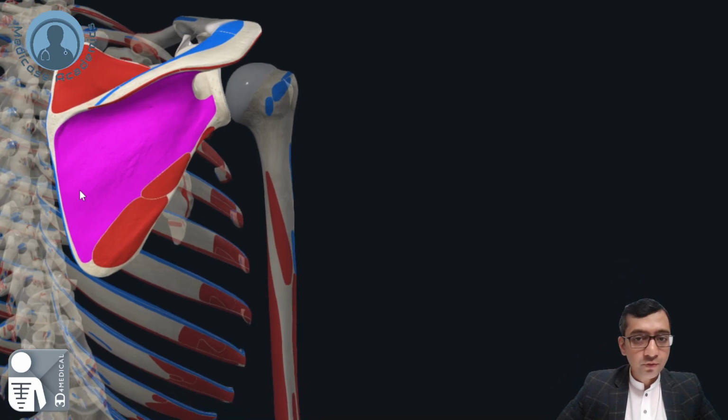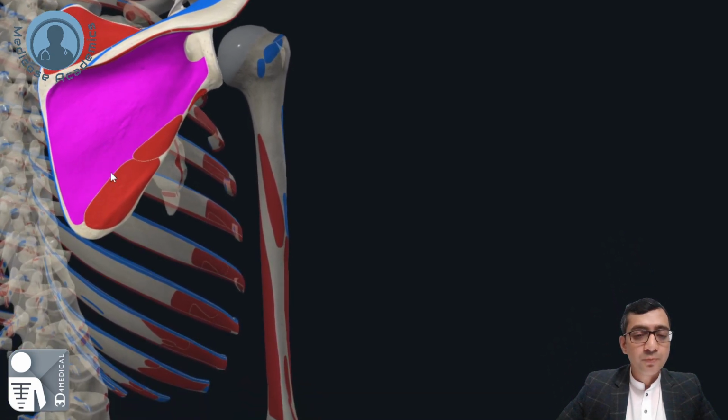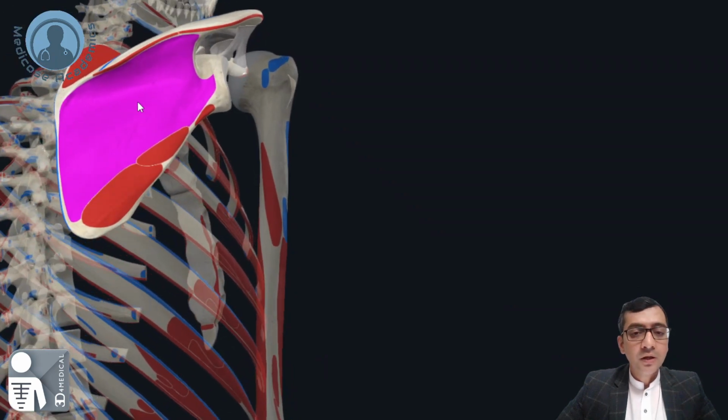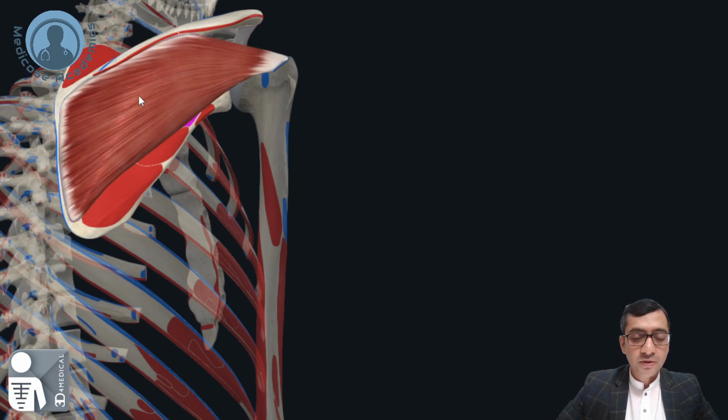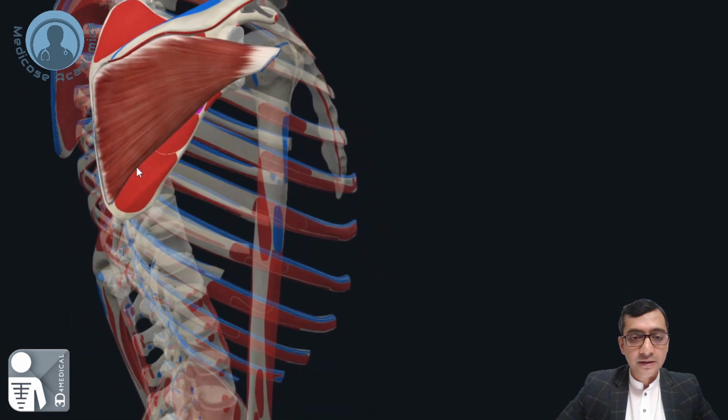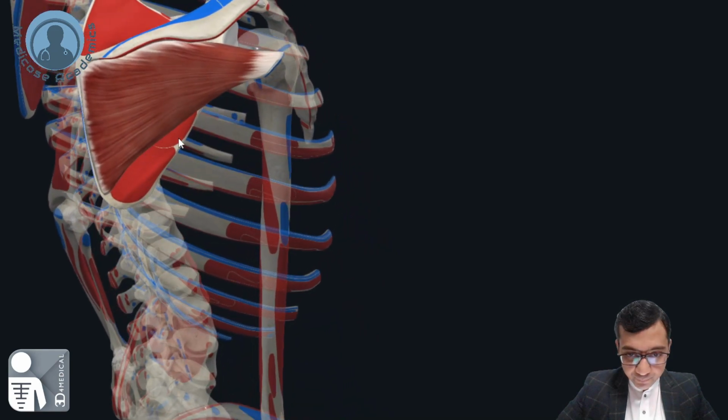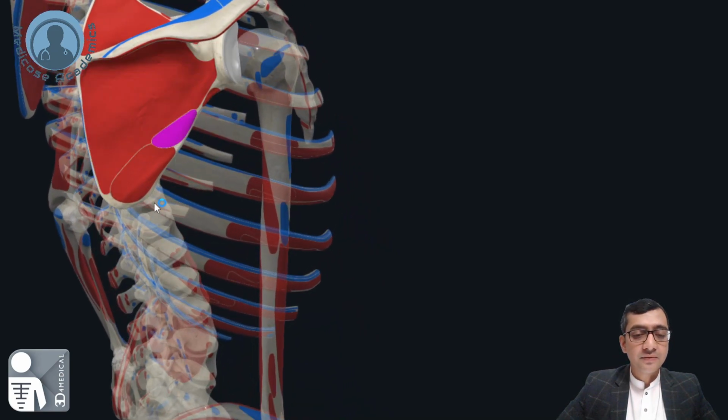Then there is the origin of the infraspinatus muscle. It covers most of the infraspinous fossa, mostly focusing on the medial aspect. In other books, especially Netter's Atlas, you might see this area not labeled. So this is the infraspinous fossa, housing the origin of the infraspinatus muscle that gets inserted into the humerus, and that leaves us with the teres minor muscle.